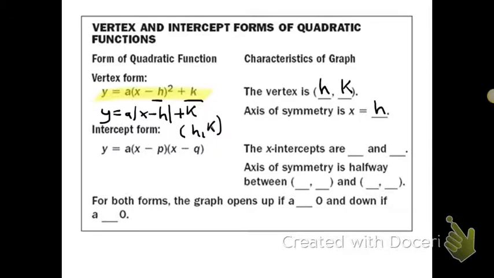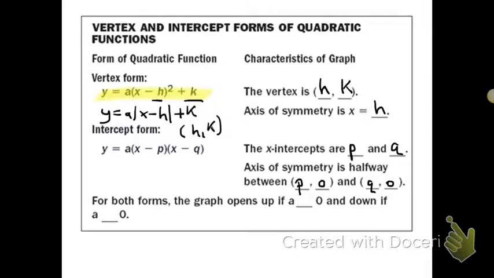The intercept form of a quadratic equation looks like y equals a times (x minus p) times (x minus q). The intercepts are going to be at p and q. We'll talk a little bit more about what that means to have x-intercepts at p and q when we talk about those examples. But for right now, let's move on and talk about the axis of symmetry for this graph. The axis of symmetry is halfway in between those two intercepts, which are at (p, 0) and (q, 0).